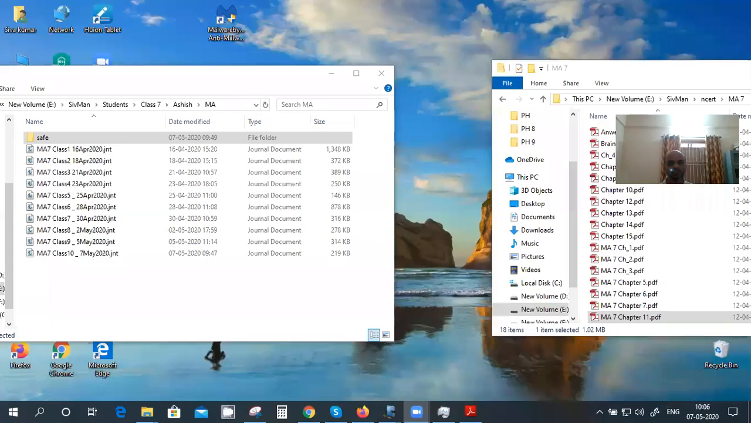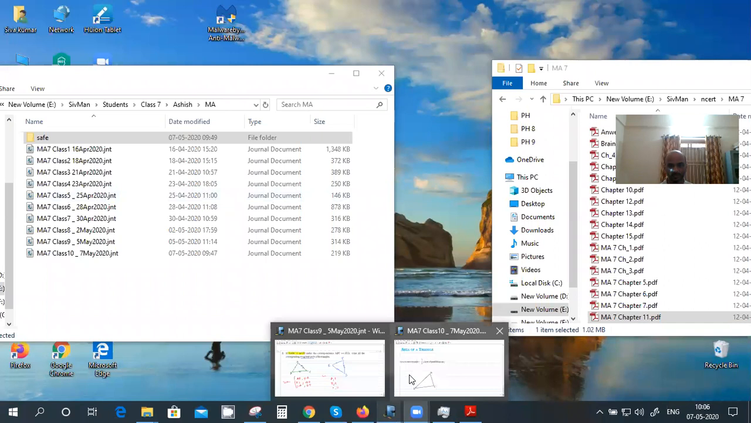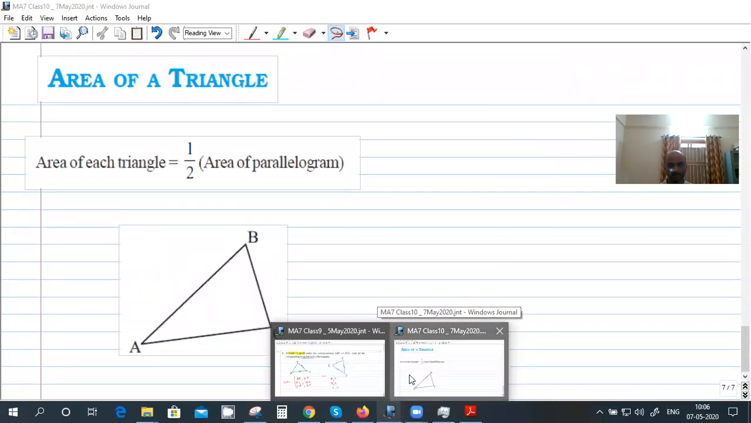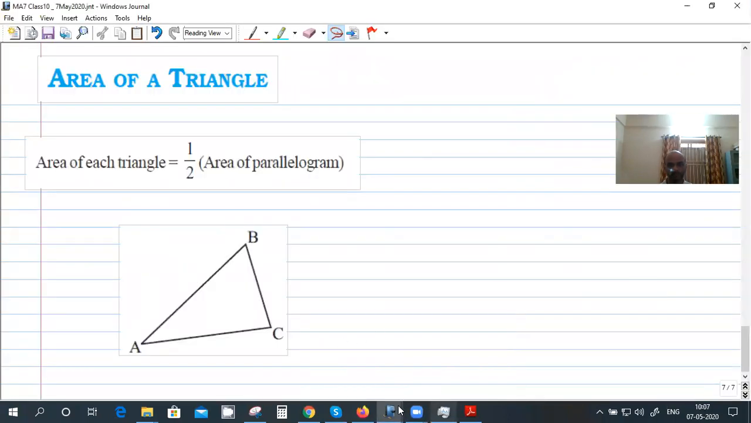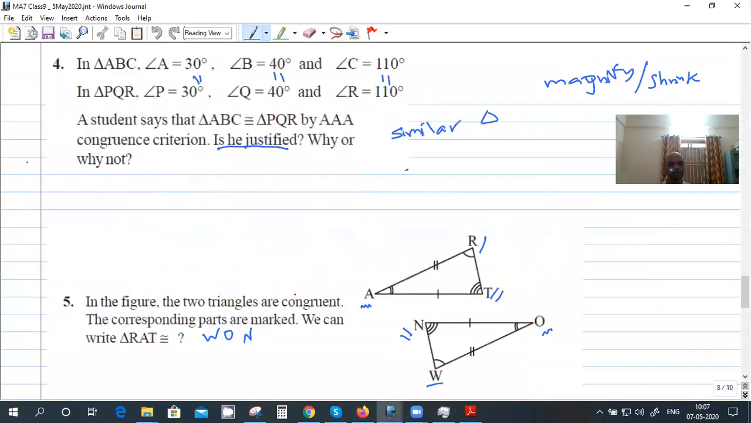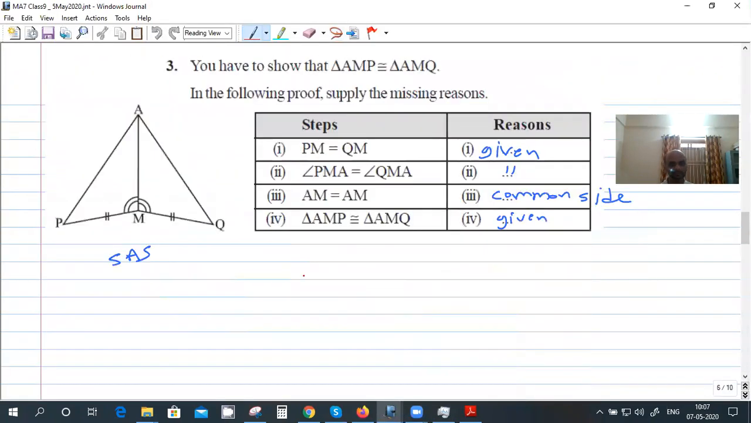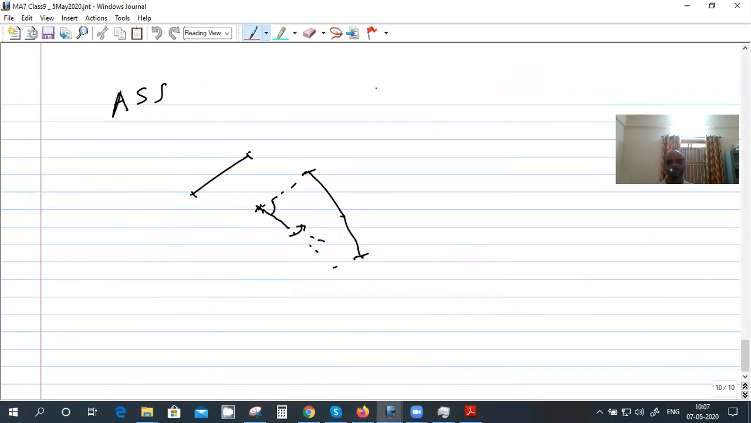So what did we do last time? Congruency. Right, I think we solved some problems, no? Yes, sir. Okay, so today we'll move to the next one. And I'll send you a link to the Google Drive where all the files are.